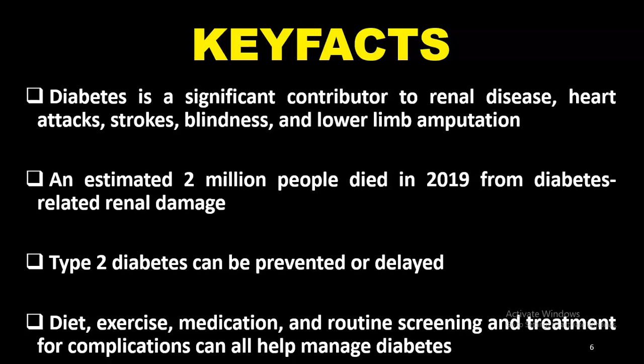Type 2 diabetes can be prevented or delayed by maintaining a nutritious diet, engaging in regular physical activity, maintaining a normal body weight, and abstaining from tobacco use. Diet, exercise, medication, and routine screening and treatment for complications can all help treat diabetes and delay or prevent its effects.